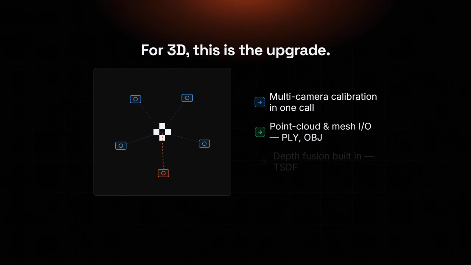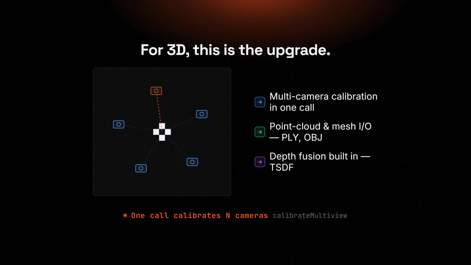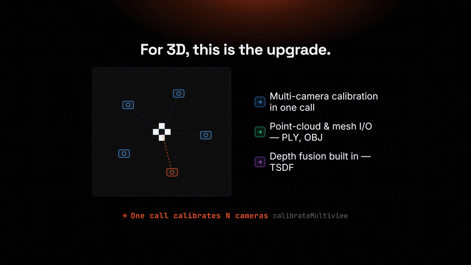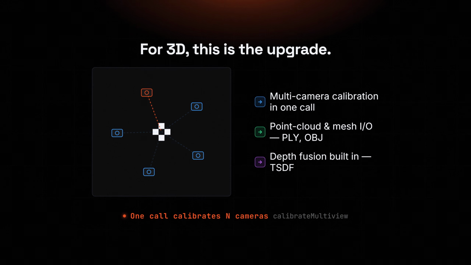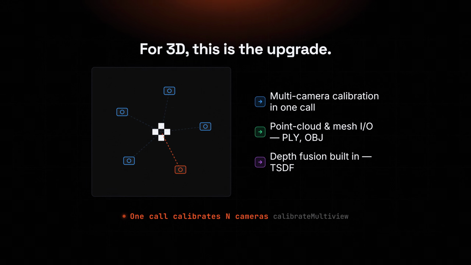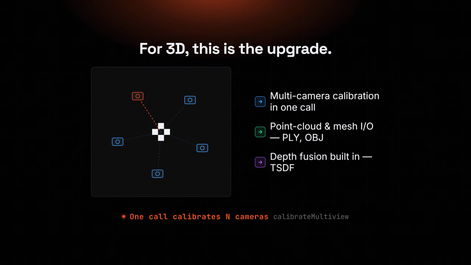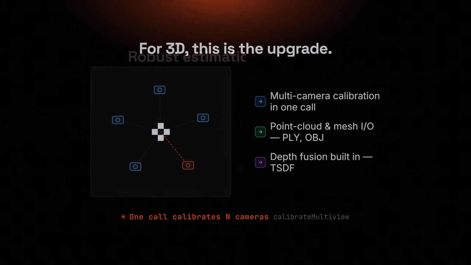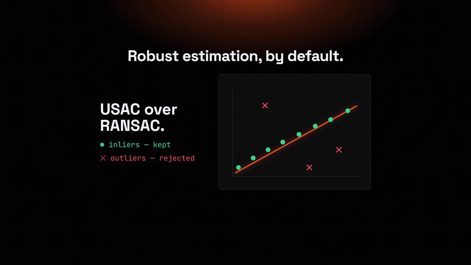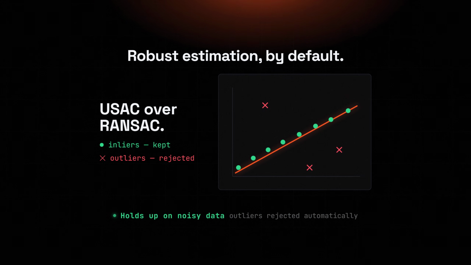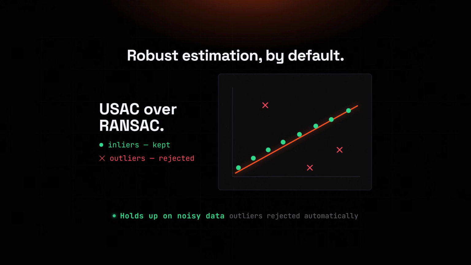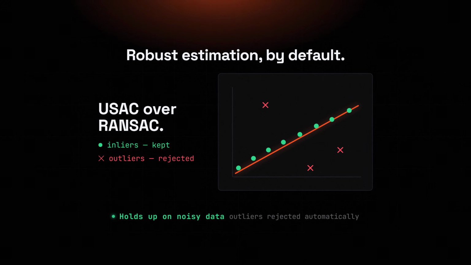If you work in 3D or robotics, the calibration story alone might sell the upgrade. Multi-camera calibration now happens in a single call, point cloud and mesh files load natively, and depth fusion is built right in. Robust estimation got smarter too. The USAC framework, with modern methods like MAGSAC, is now the default for things like homography, so your reconstructions hold up better on noisy, real-world data.